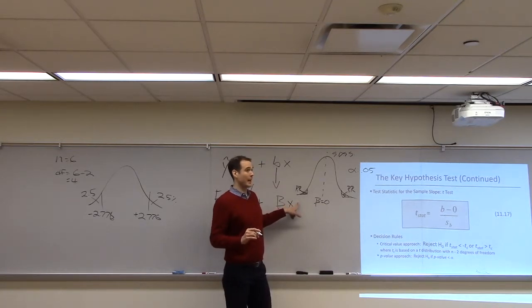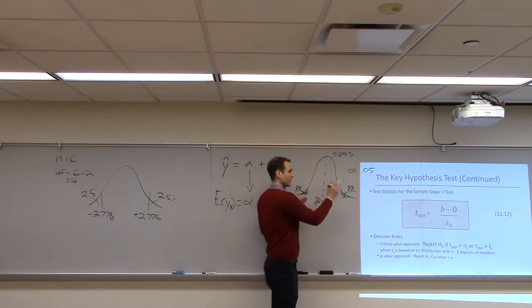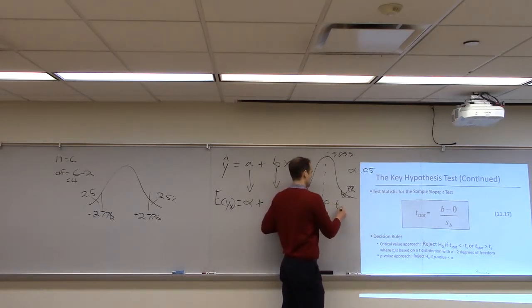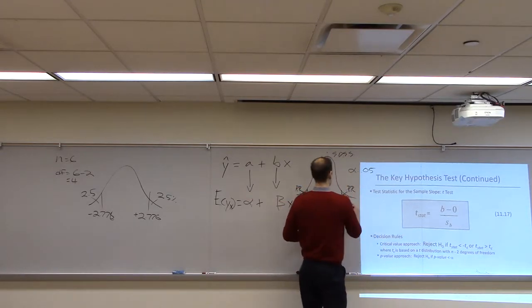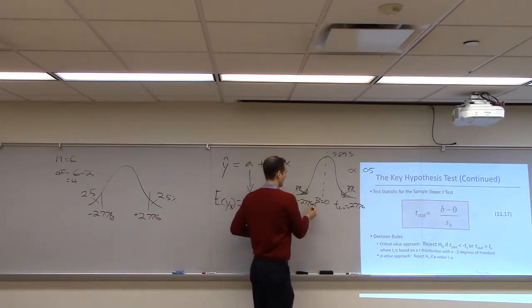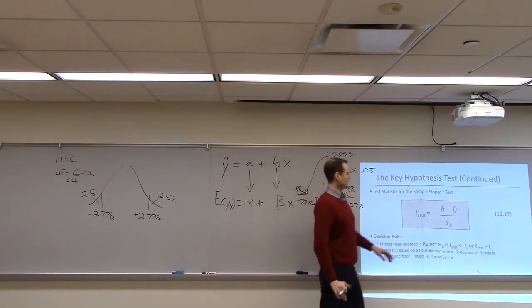And suppose we have a sample of size 6. So 6 minus 2, 4 degrees of freedom. 2.5% in either tail. What's our upper critical value? It's the same as our confidence interval, 2.776 and minus 2.776. So, we're going to look at this t-stat.